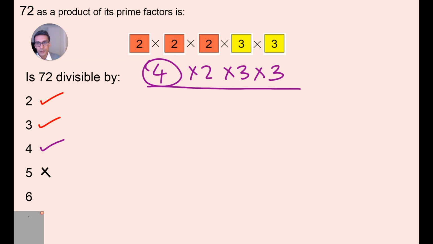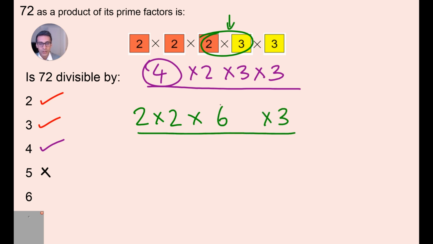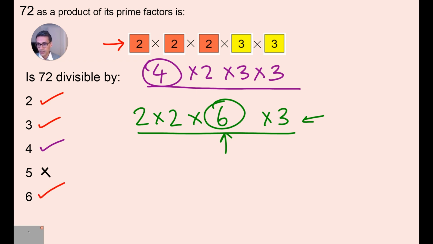6, can you make 6 using these numbers? Yes, you can with the 2 and the 3. So another way to write this is 2 times 2 times 6, which is what we have here, times 3. This will give us 72, so 6 is a factor. It's a whole number that fits into 72. Again, this is not a product of primes because we now have a 6 here. The only product of primes we have is what we have at the top here. But it does show that 6 is a factor.